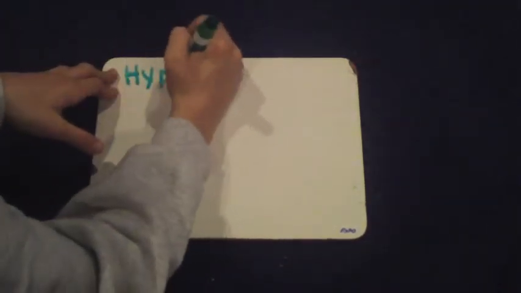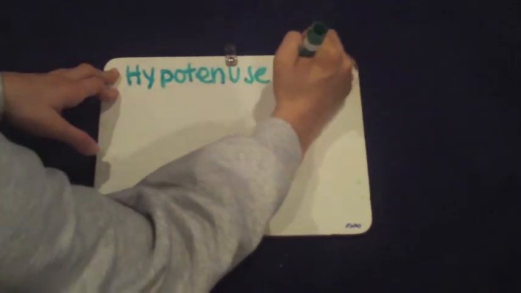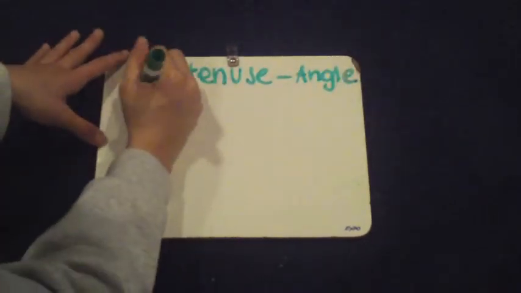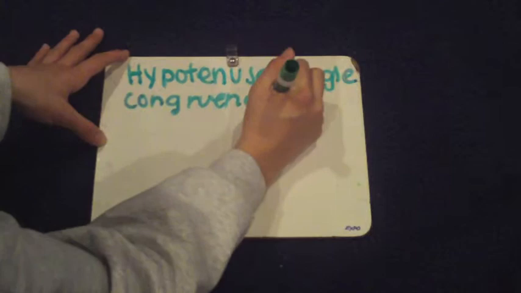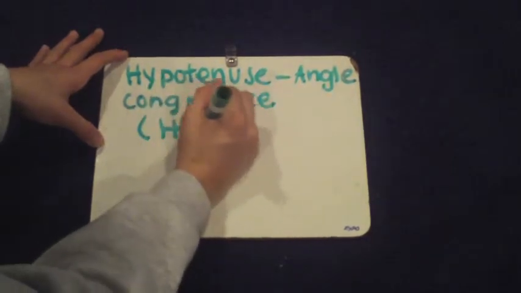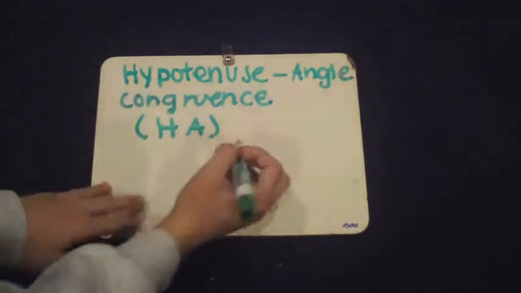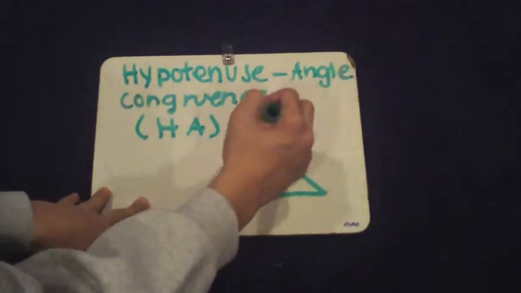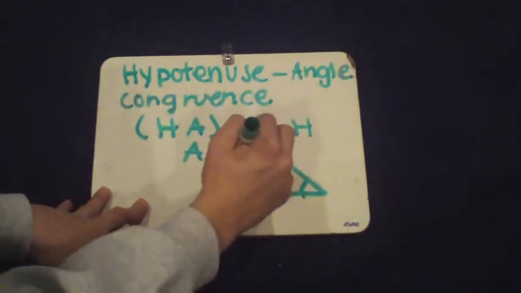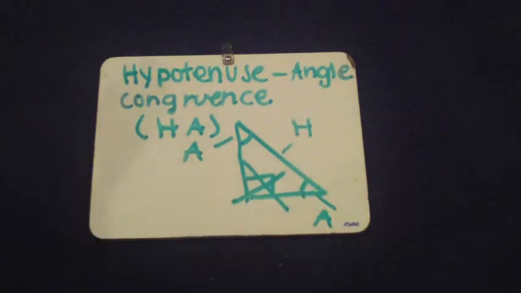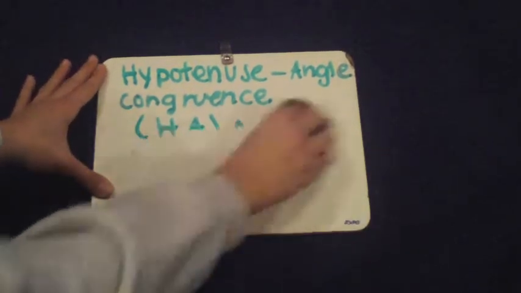The next postulate is hypotenuse angle congruence, HA. If the hypotenuse of both right triangles are congruent with each other and any angle of the triangle except the right angle is congruent, then the 2 right triangles are congruent. Remember not to include the right angle of the triangle as an angle for the postulate.